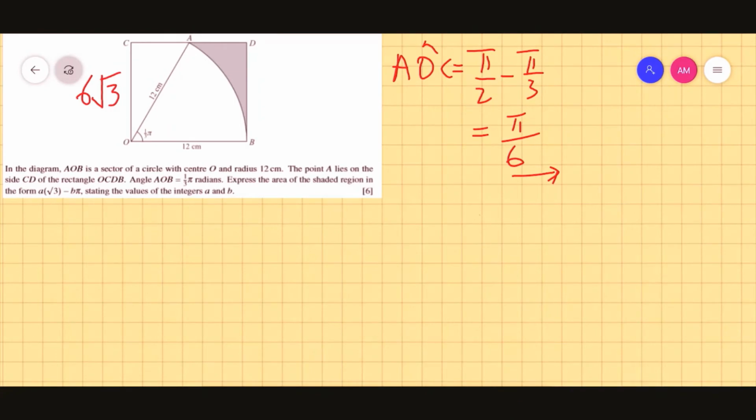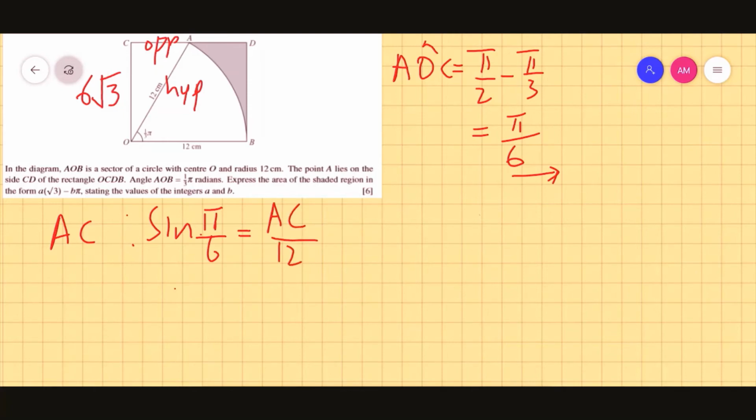I would want to find AC now. Now your AC, this is going to be the opposite side here, and I'm going to use it with the hypotenuse. Opposite over hypotenuse is going to be sine. So sine pi over 6 is equal to opposite, which is your AC, over your hypotenuse, which is your 12. So I get my AC as equal to 6.